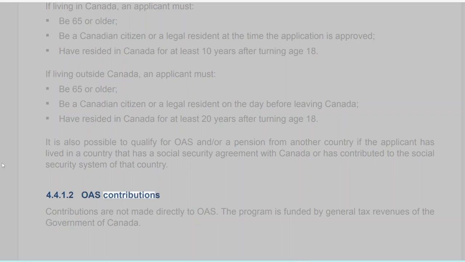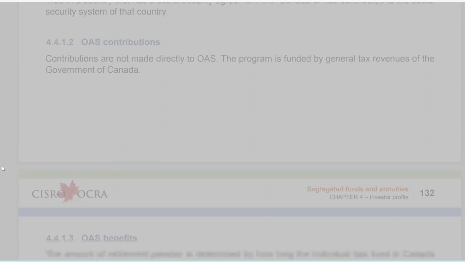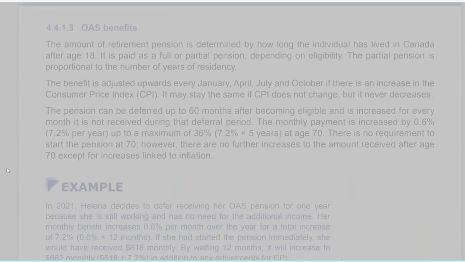4.4.1.2 OAS contributions. Contributions are not made directly to OAS. The program is funded by general tax revenues of the Government of Canada. 4.4.1.3 OAS benefits. The amount of retirement pension is determined by how long the individual has lived in Canada after age 18. It is paid as a full or partial pension, depending on eligibility. The partial pension is proportional to the number of years of residency.